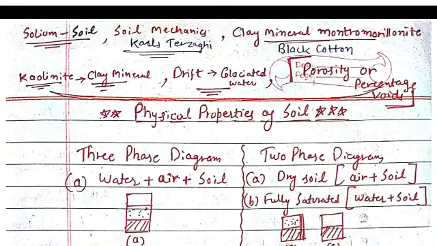And clay mineral montmorillonite present in black cotton soil. Kaolinite is clay mineral. Drift is glaciated water. And porosity is also known as percentage voids.